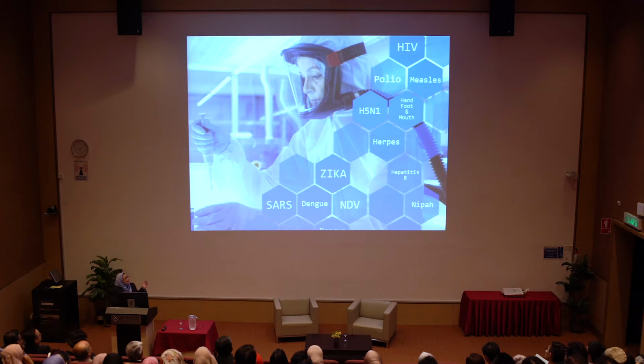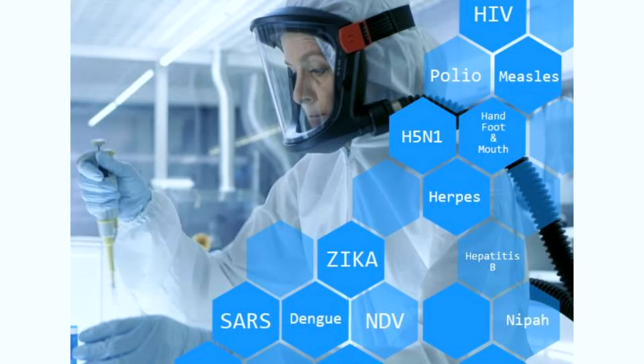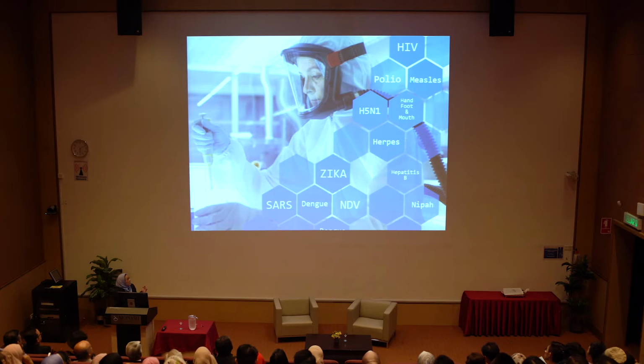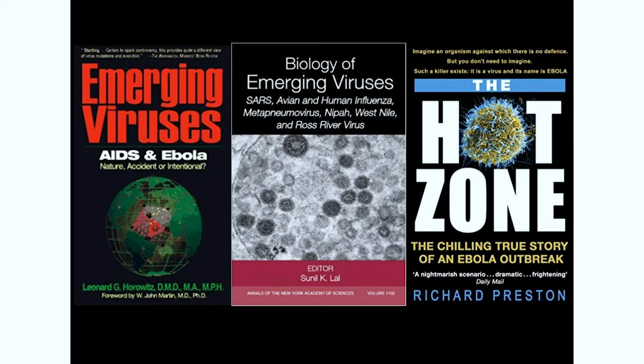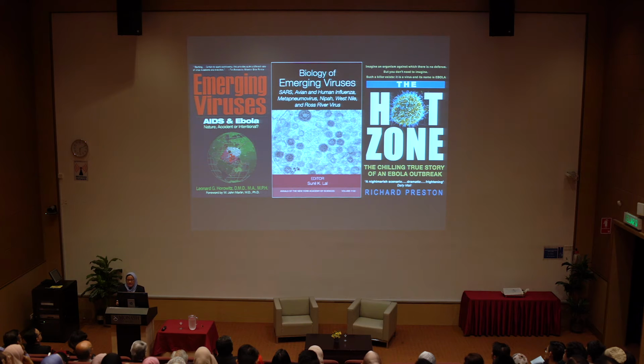But of course, we often associate the viruses with HIV, polio, measles, influenza H5N1, hand, foot, and mouth, herpes, Zika, which is quite terrifying at the moment, hepatitis B, Nipah, SARS, dengue, and of course, you may not have heard of it, but it's NDV as well. The climatic changes that we are facing, coupled with rapid urbanization and mobilization, provide the perfect storm for a host of emerging pandemic diseases, such as the recent Ebola, Zika, SARS outbreaks, and closer to home, the dengue epidemic and the chikungunya outbreak.